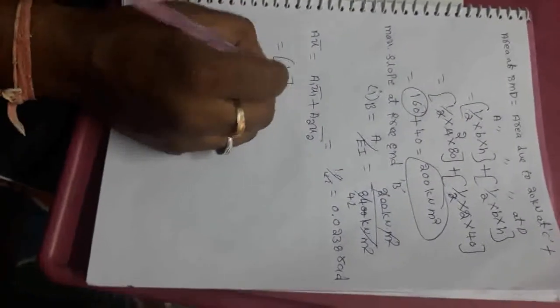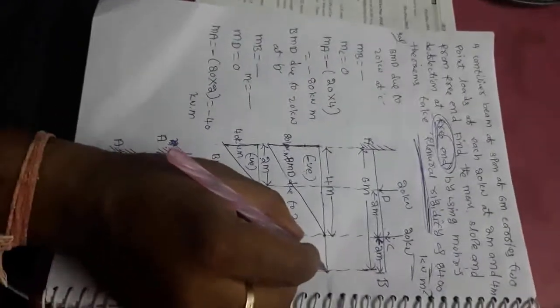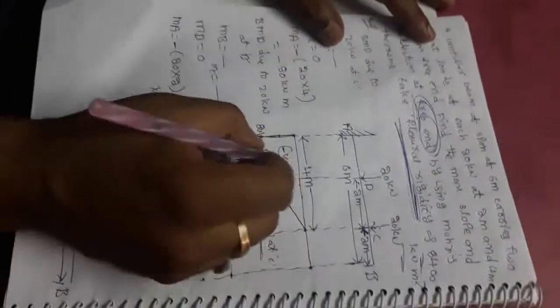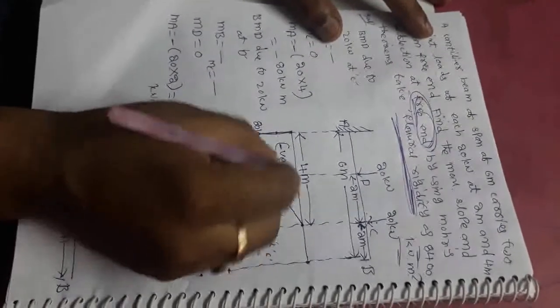And next we are going to find the maximum deflection. For finding the maximum deflection, you need to find A X bar. The A X bar formula is A1 X1 bar plus A2 X2 bar. A1 is 160, and next X1 bar. X1 bar is the distance from B to the center of gravity point of the first diagram. So this is the center of gravity point for this diagram.